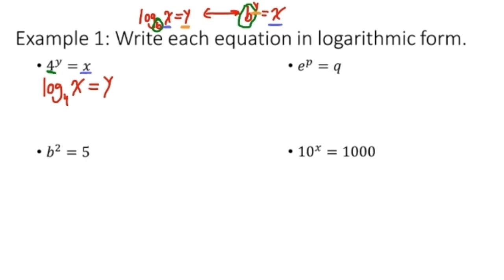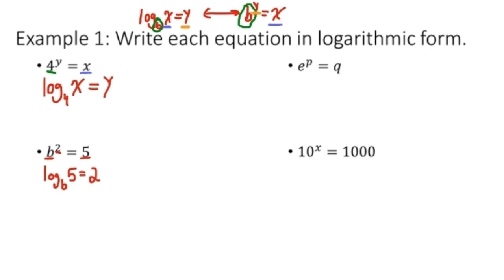Next, we'll write b squared equals 5 in the logarithmic form. First, identifying the base. We can see the base of the exponential form is b, so b will also be the base in the logarithmic form. The output of the exponential form is 5, so 5 will be the input in the logarithmic form. 2 is the input in the exponential form, so it will be the output in the logarithmic form. So b squared equals 5 is equivalent to log base b of 5 equals 2.